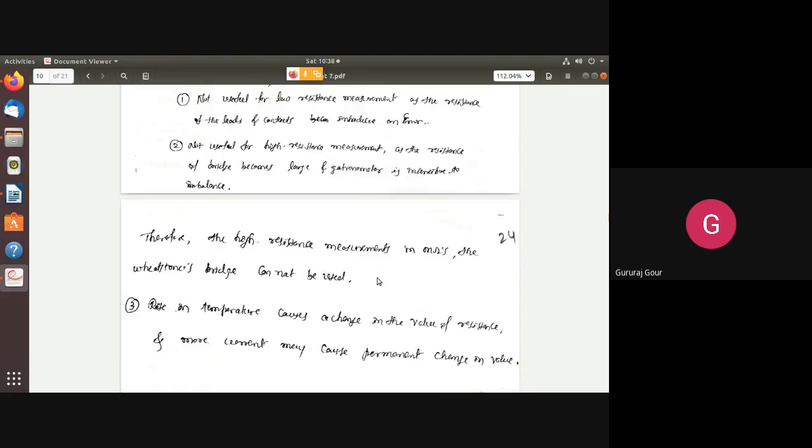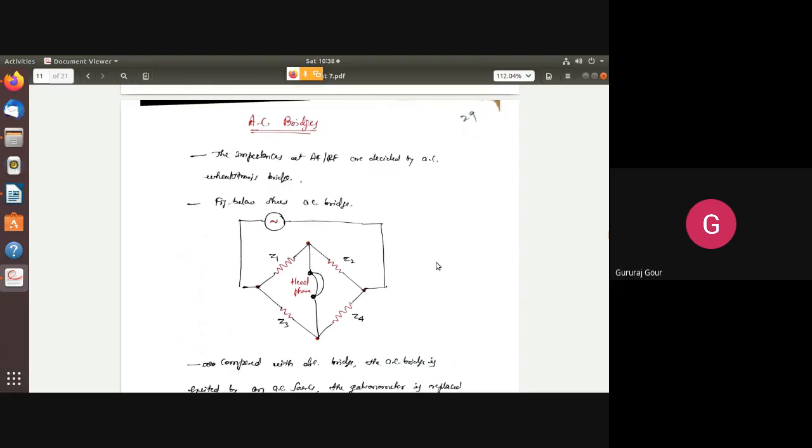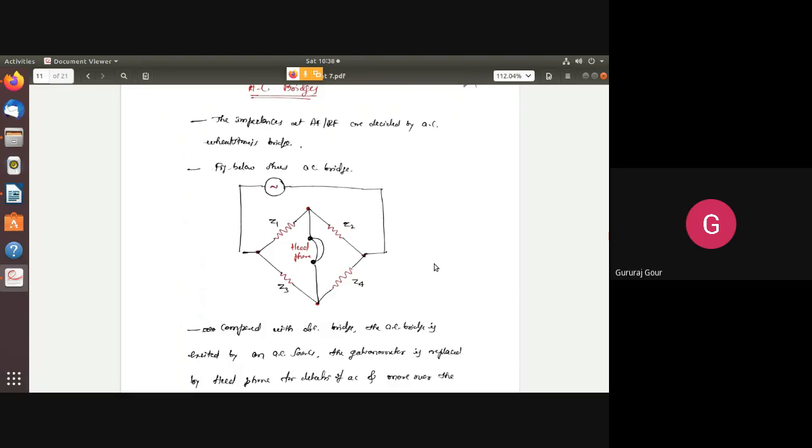Now, next one. So far we have seen Wheatstone bridge is a DC bridge. Now, AC bridges: under AC bridge, instead of DC, now we are using an AC source. And instead of resistive arms, now we have impedance arms. Impedance arms are there: Z1, Z2, Z3, and Z4.